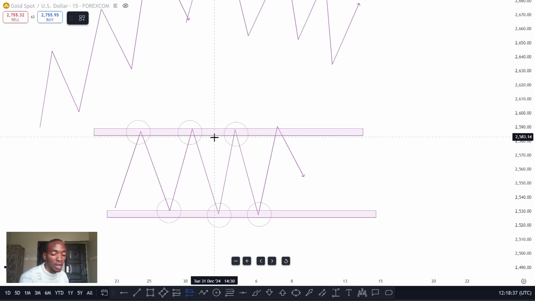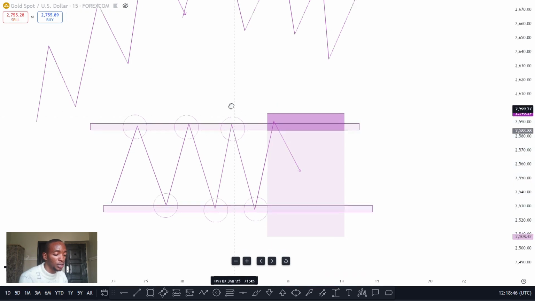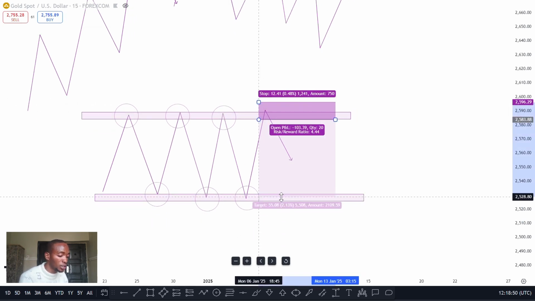But trading a ranging market is very, very risky, and it is not advisable for you to trade it. But there are ways you can use to trade this ranging market.